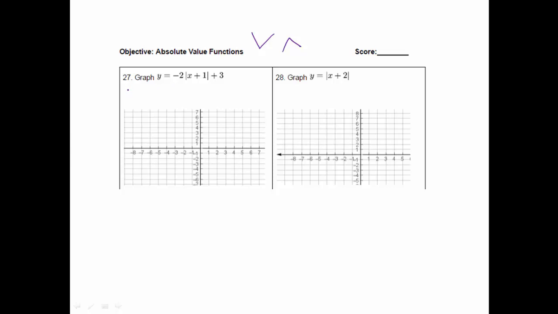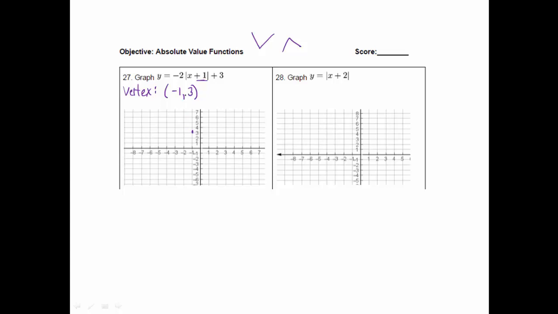On this one, I'm first of all going to identify the vertex, and I'm going to identify it the exact way that we recognize it for quadratics. So if we're looking at this, it's going to be the opposite of what's on the inside, and then the same as on the outside. So our vertex is negative 1, 3.